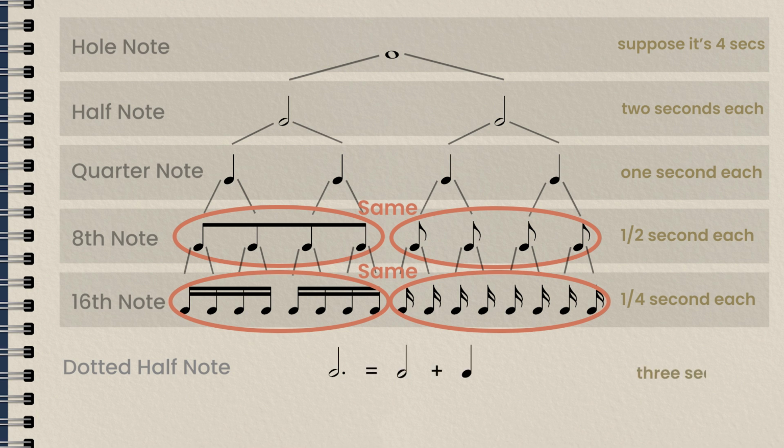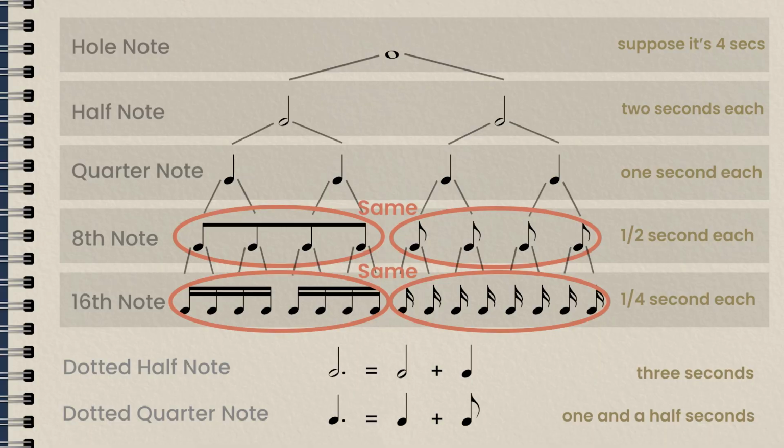A dotted note extends its duration by adding half of its original value. For example, the dotted half note would be 3 seconds long, while the dotted quarter note would take 1.5 seconds. There are also other durations, like the 32nd note, but in this lesson, we'll focus on the most common ones.